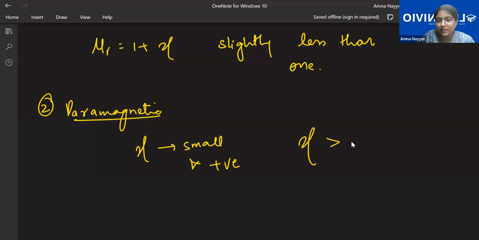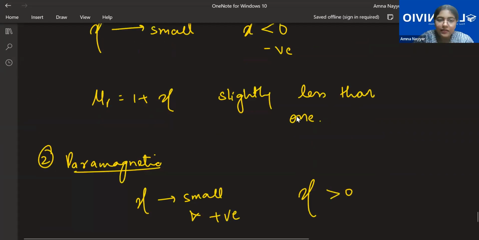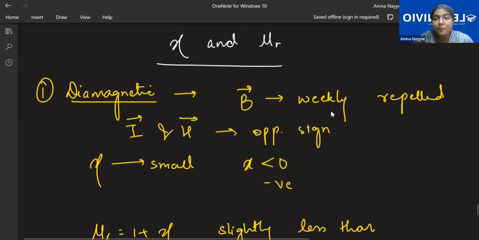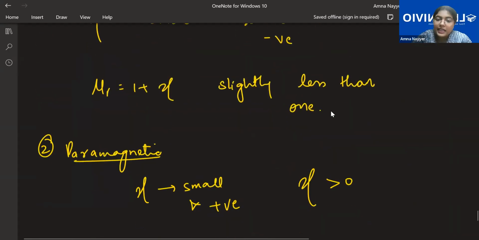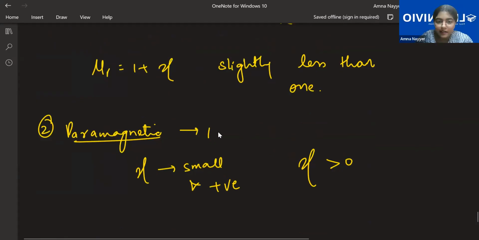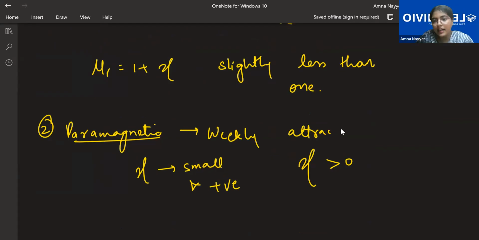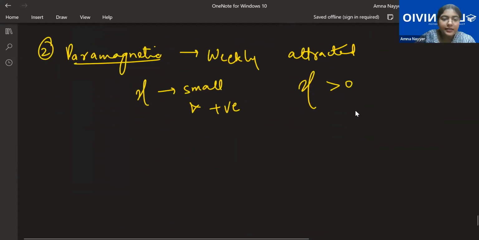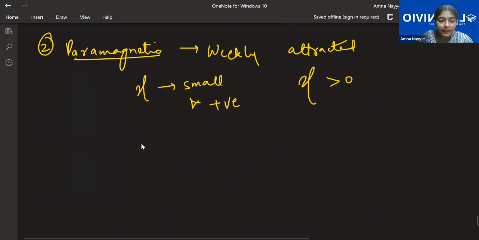Okay, the value is greater than 0, but it is still small. And when we said diamagnetic was weakly repelled by the magnetic field, this is weakly attracted by the magnetic field. All these things I'll give you in written form.